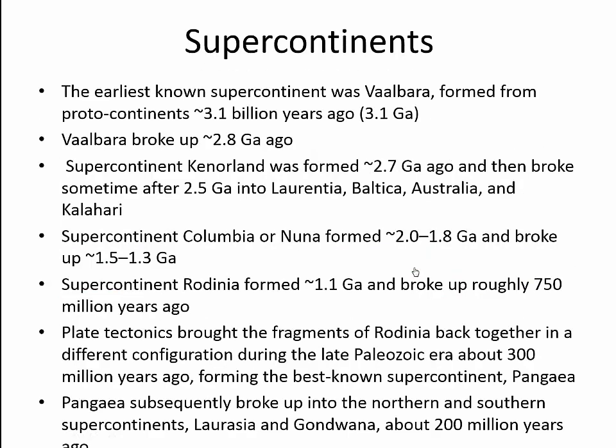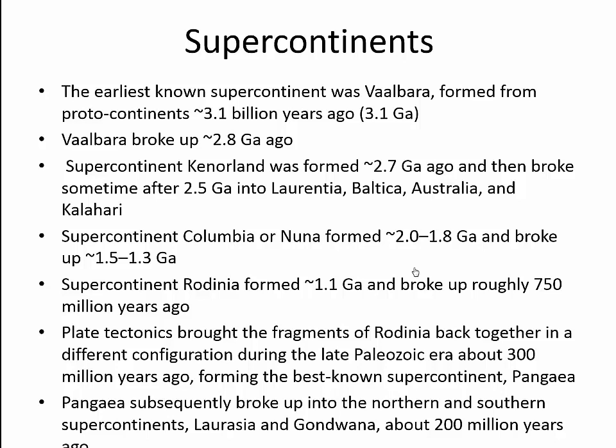Very cool. So the supercontinents, what were they and how many were there? The earliest known supercontinent was Valbara. It was formed from protocontinents about 3 billion years ago. Valbara broke up also about 3 billion years ago, and then the supercontinent Kenorland was formed right after that, which broke up around 2.5 billion years ago into Laurentia, Baltica, Australia, and Kalahari. And then the supercontinent Columbia, or Nuna, formed about 2 billion years ago and broke up about 1.5 billion years ago. After that, the supercontinent Rodinia formed about 1 billion years ago and broke up roughly 750 million years ago.